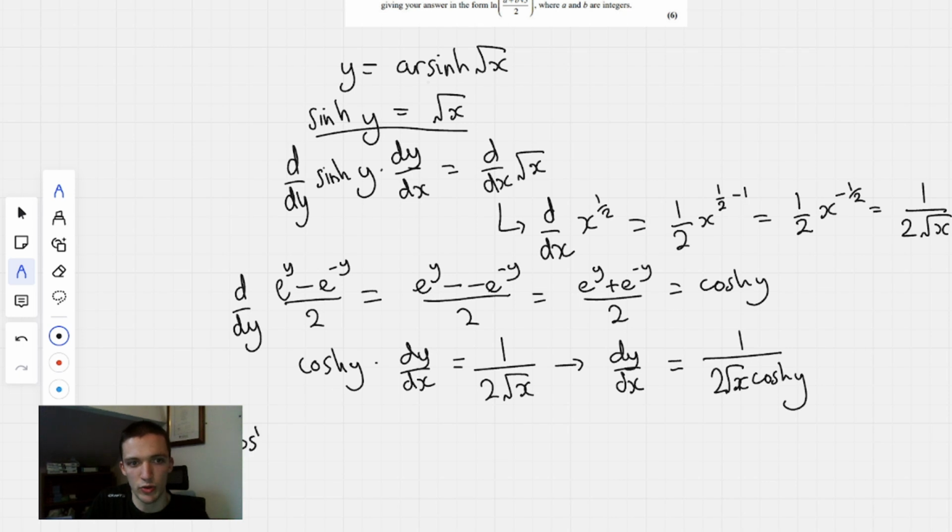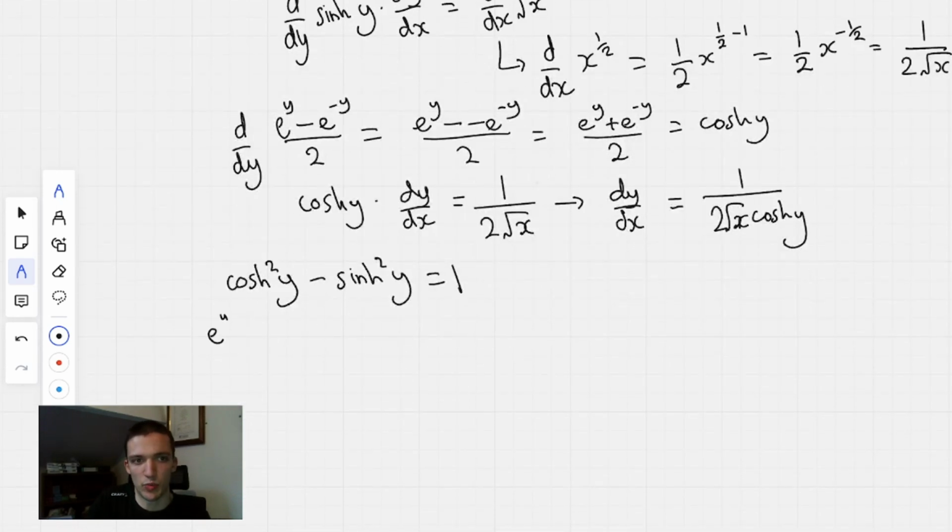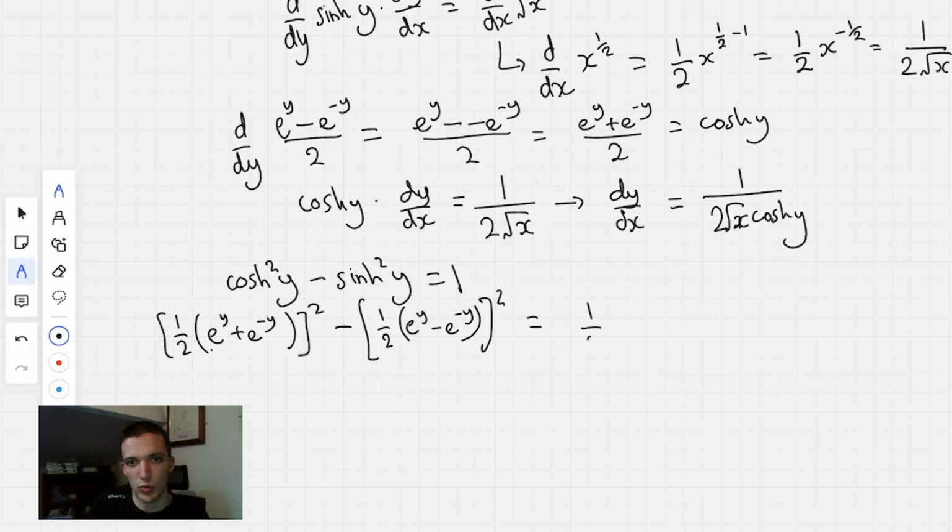Well, recall that cosh squared y minus sinh squared y equals 1, because if we do e to the y plus e to the negative y over, well, half of that, all squared, subtract a half of e to the y minus e to the negative y, all squared, that's going to give us 1/4, and then in our brackets we're going to get e to the 2y plus 2 plus e to the negative 2y, subtract e to the 2y, and then this times that times 2 is going to be subtract 2 plus e to the negative 2y.